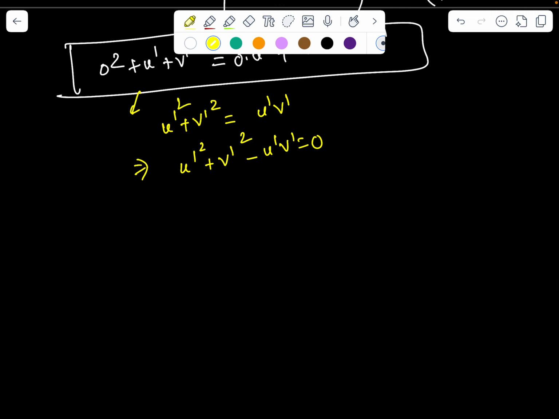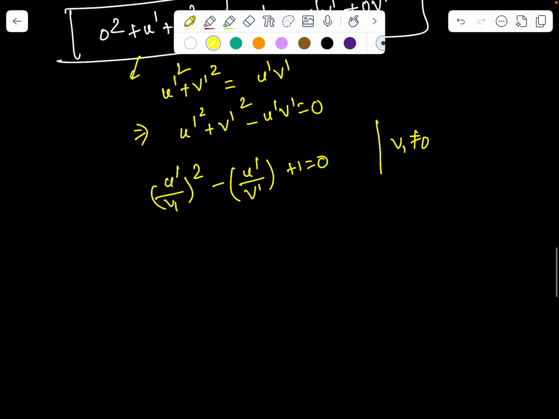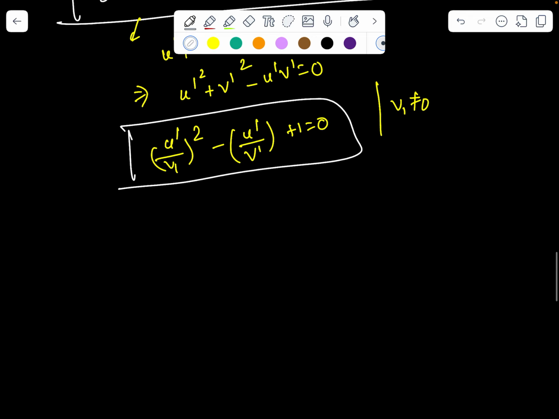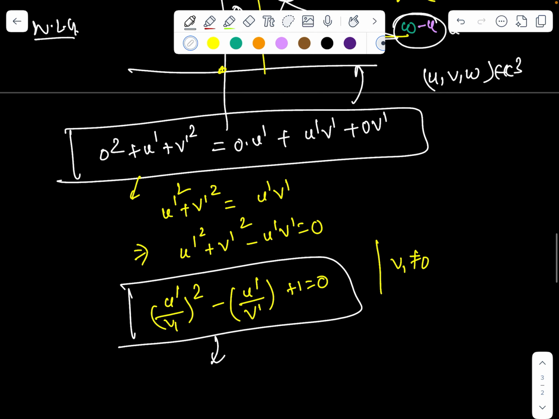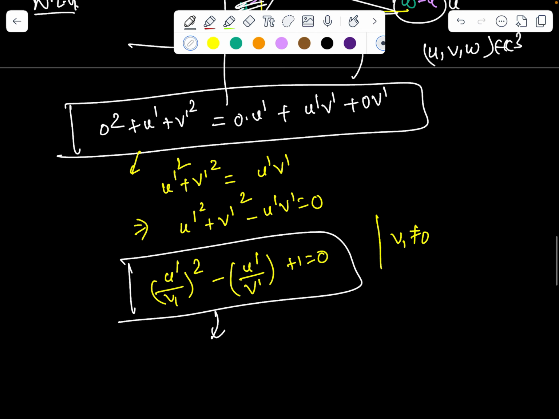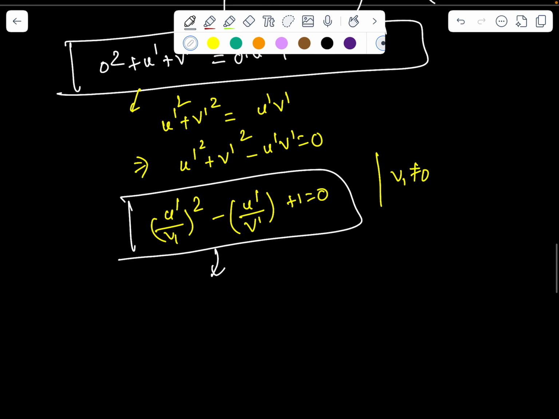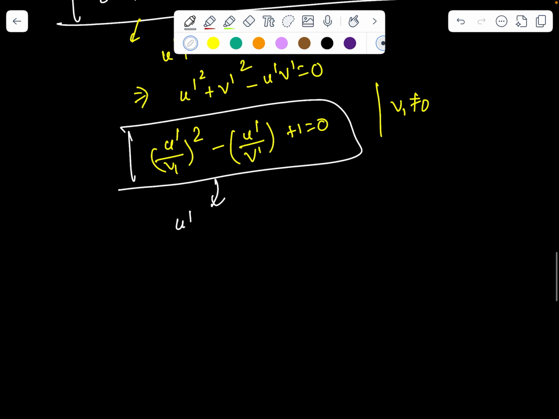Clearly this is a quadratic. So u dash by v dash whole square minus u dash by v dash plus 1 is 0, provided I am not taking v dash as 0. Of course, if we take v dash as 0, one of the solutions is u dash 0 or 1, so we are excluding that. Under this situation, I know the roots of this equation will be minus omega and minus omega square, right? So I can say u dash by v dash will be either minus omega or minus omega square.